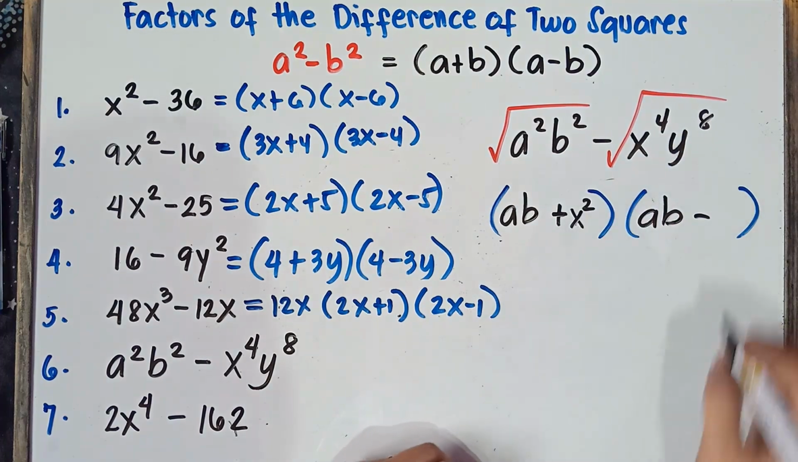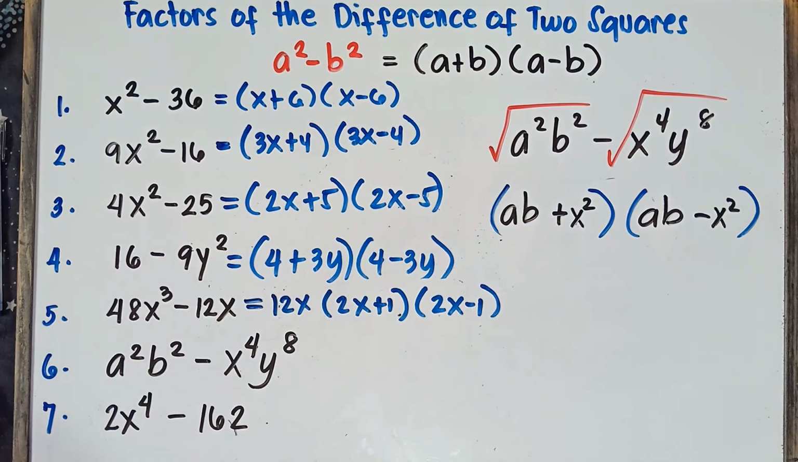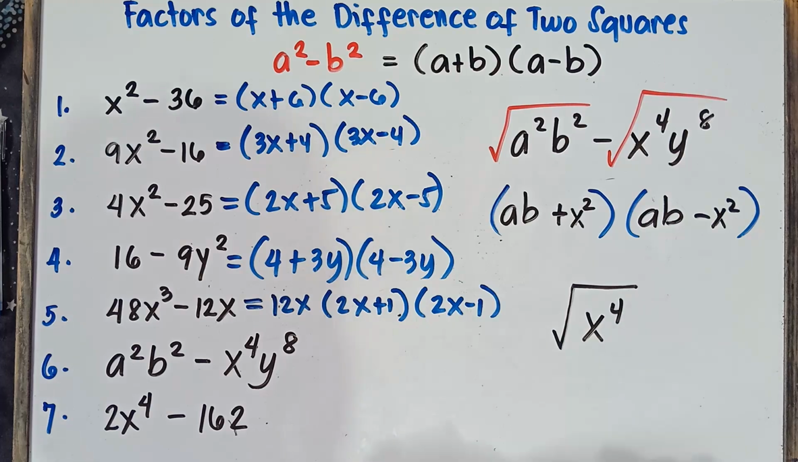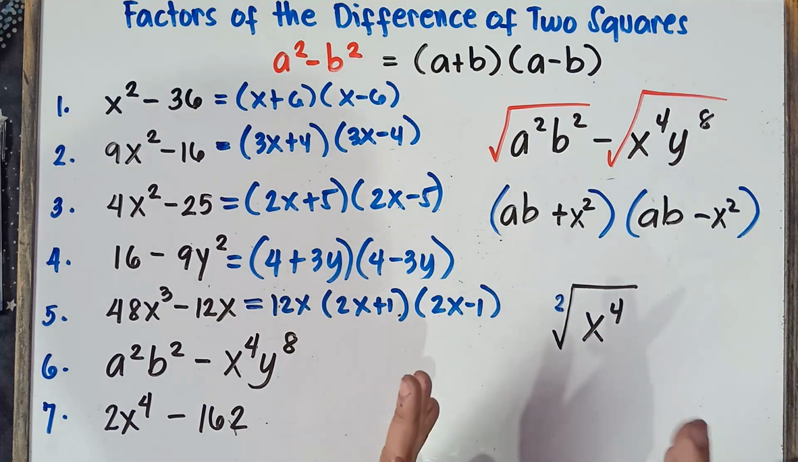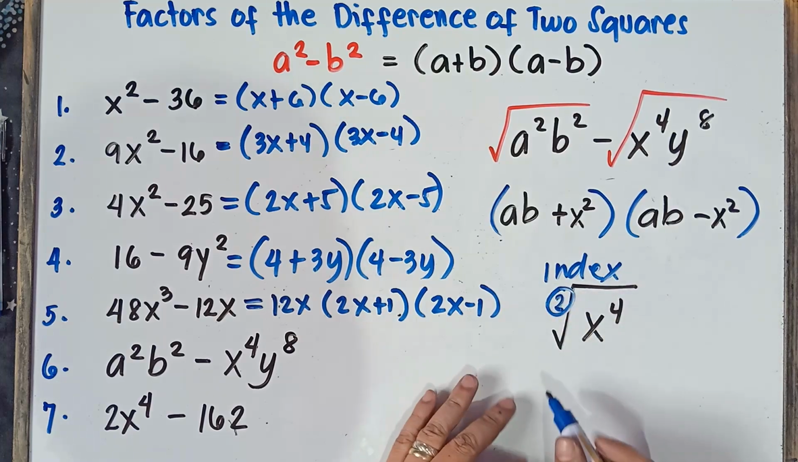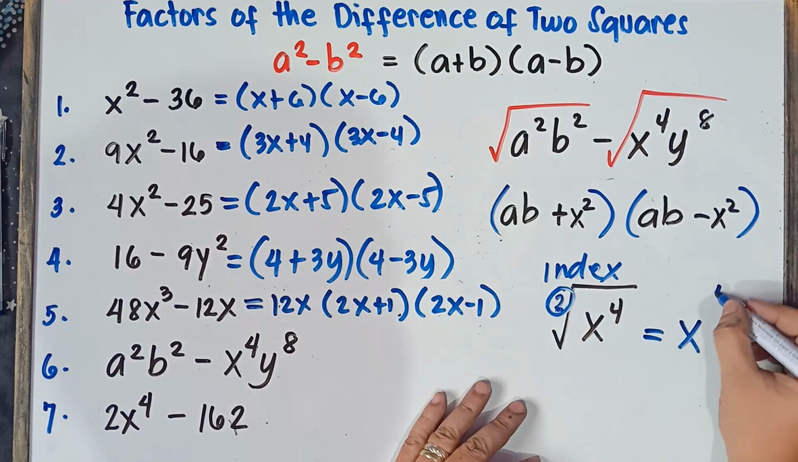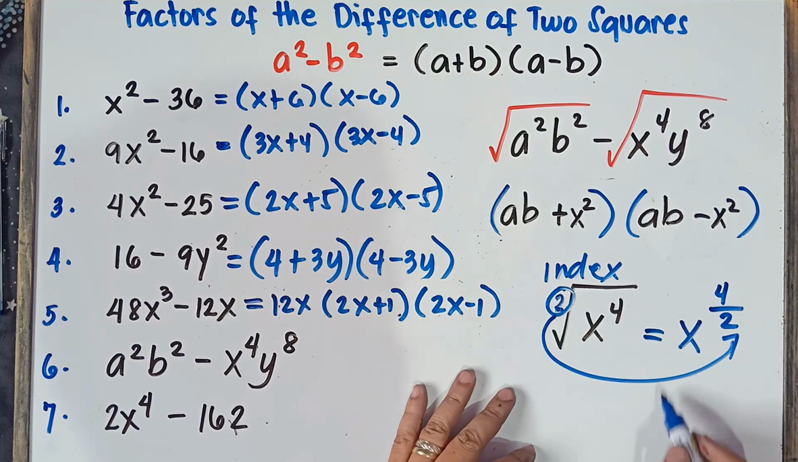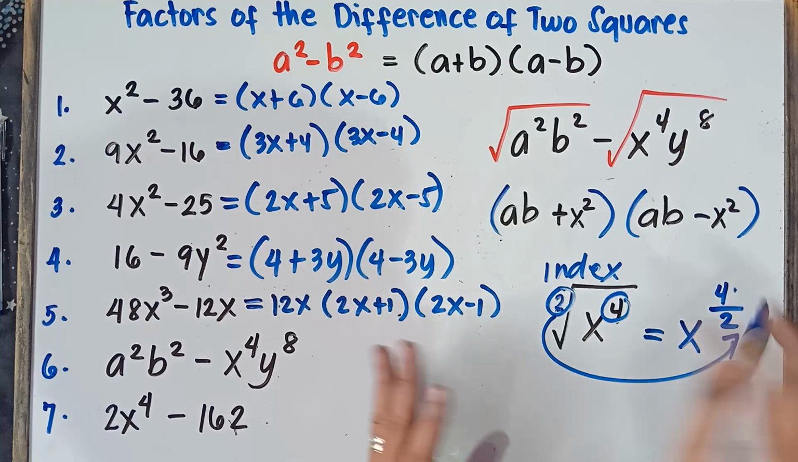Now, you'll be asking, sir, why is it x squared? Let me just explain that one, class. The square root of x raised to the power of 4: in every square root, understand that the index is 2. This one right here is what we call the index. The index is 2. Now, we can write this one as x raised to the power of 4 over 2. This index will be the denominator, and this 4 right here will be the numerator of the fractional exponent.